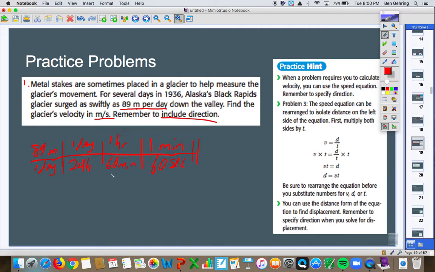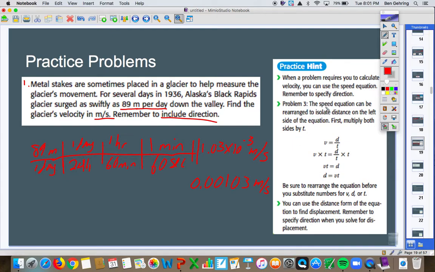I can take 89 and divide it by 24 and divide it by 60 and divide it by 60. And I will get an answer that is equal to 1.03 times 10 to the minus third meters per second. Or I could write that as a decimal, which would be 0.00103 meters per second. Okay? And so this is what's going to happen.